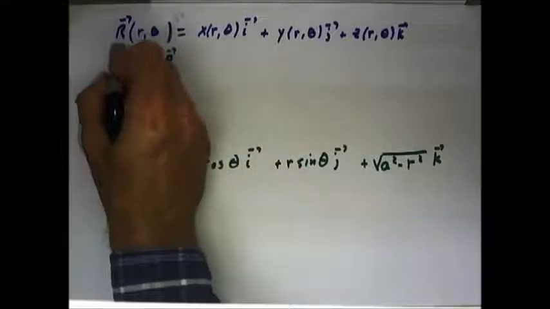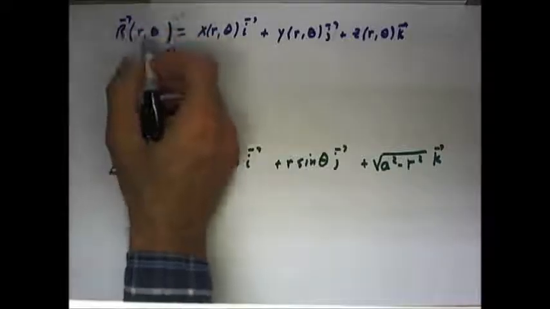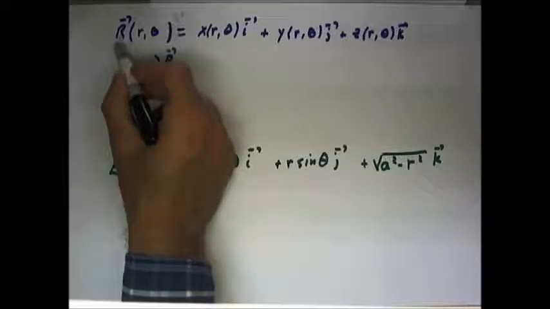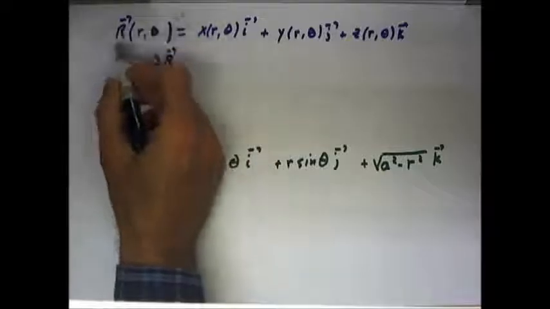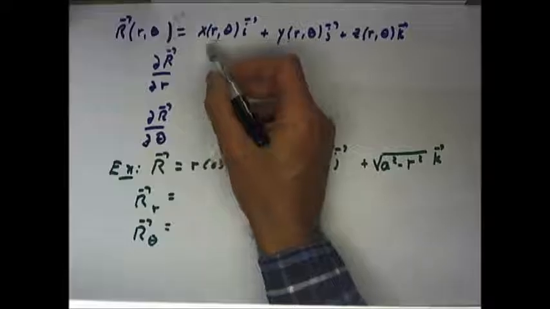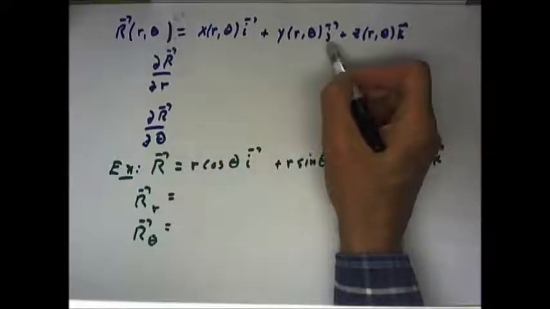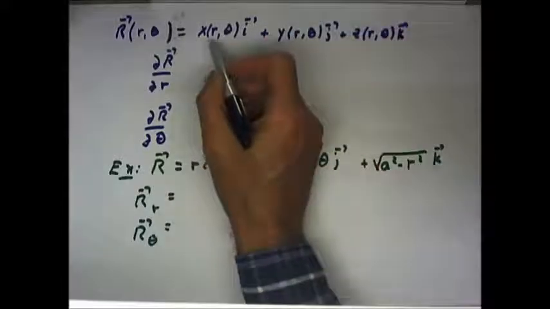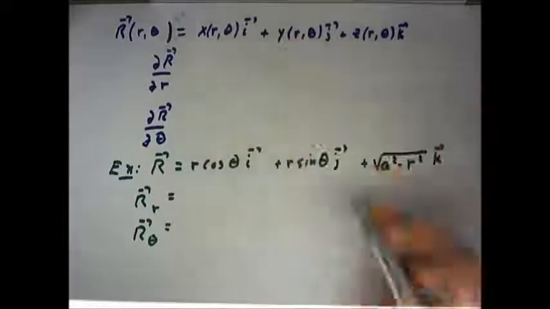We can define a vector function of two variables. This could be a vector function of x and y coordinates, but in this case we're going to consider this to be a vector function of the polar coordinates in the plane. Our vector function would be defined in terms of the two polar coordinates as an x component multiplied by the i vector, a y component multiplied by the j vector, and a z component multiplied by the k vector, where x, y, and z are all functions of our polar coordinates r and theta.